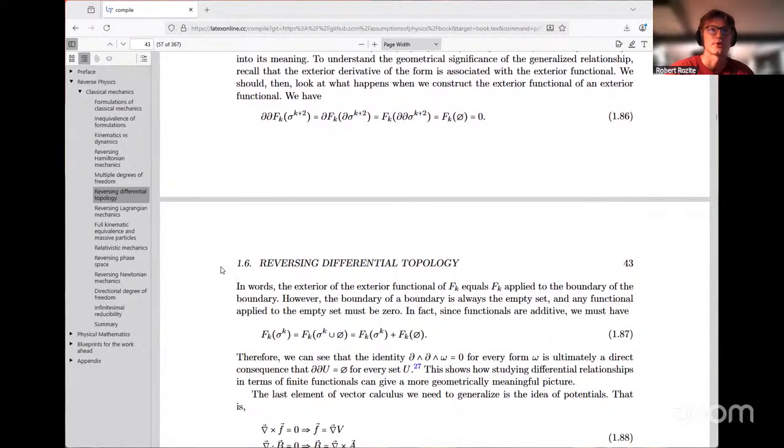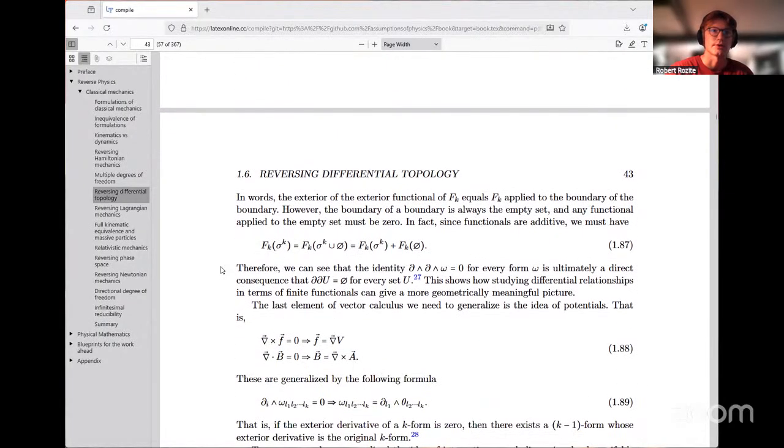In words, the exterior of the exterior functional of fk equals fk applied to the boundary of the boundary. However, the boundary of a boundary is always the empty set, and any functional applied to the empty set must be 0. In fact, since functionals are additive, we must have... Like the empty set is like an identity. Basically, yeah. You can always do the union of the empty set with the surface, right? And so, and there are these joints.